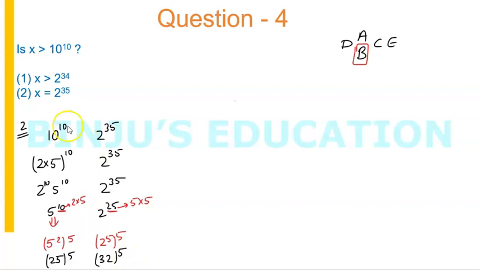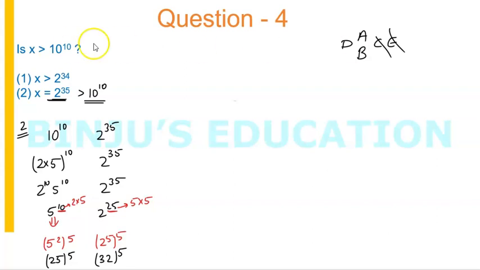So one thing is for sure, that this number, if this is x, is definitely greater than 10 to the power 10. So B will definitely be my option, no matter what happens. So if B is my answer, then C goes out and E also goes out. Now it's either D or B.